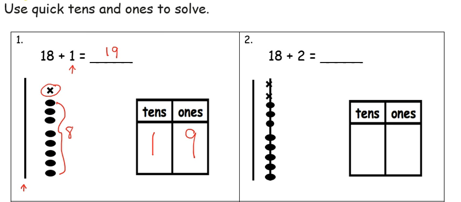In the next problem, I started with 18 again. I have my 10 represented by my quick 10, and then I had my 8 ones. This time I added 2 to that. When I do that, it fills up my 10. So now I actually have 2 tens. So we'll show that in the place value chart. I now have 2 tens and 0 ones. So 18 plus 2 equals 20.